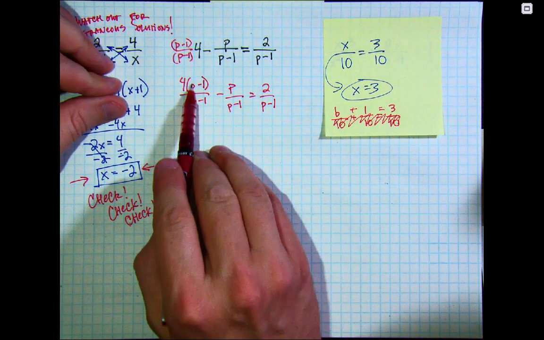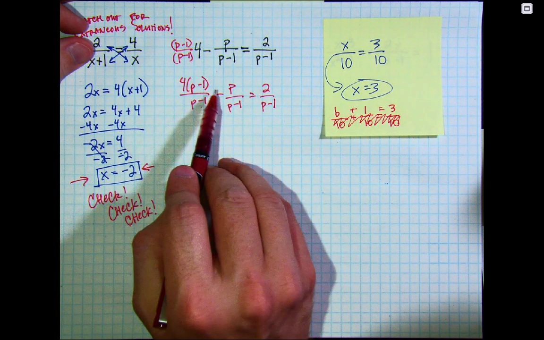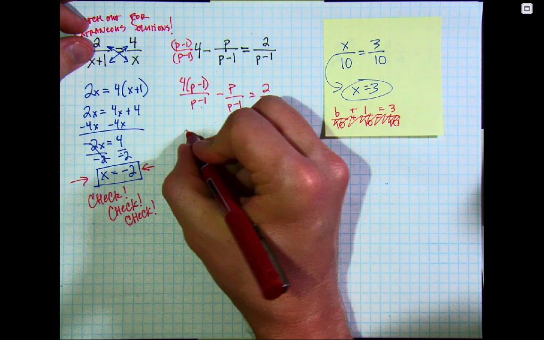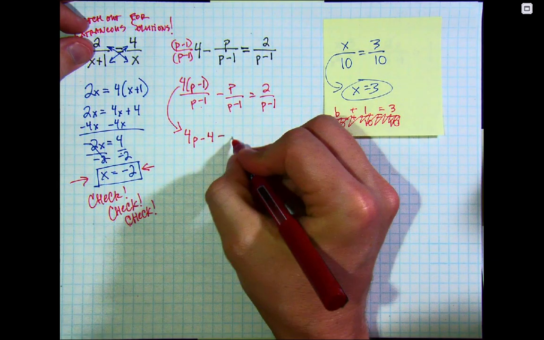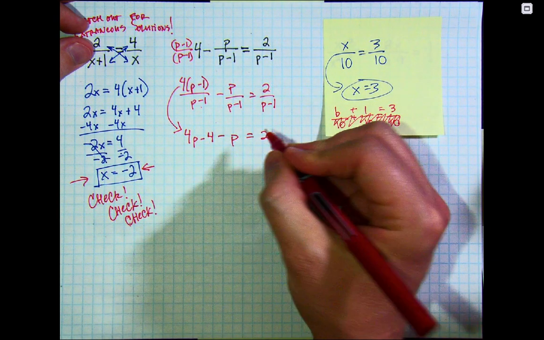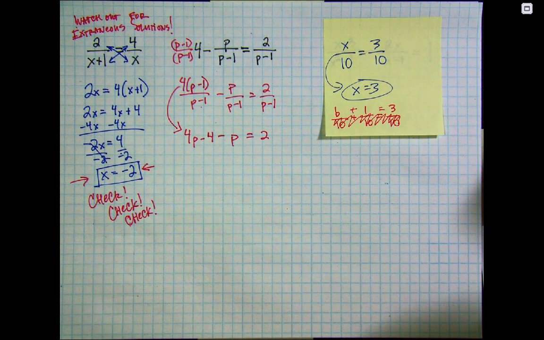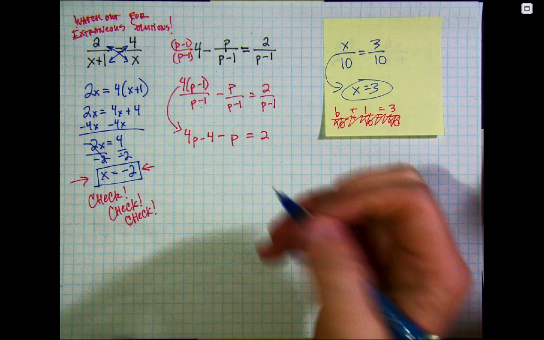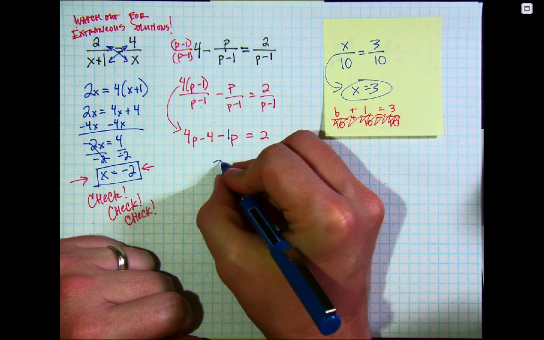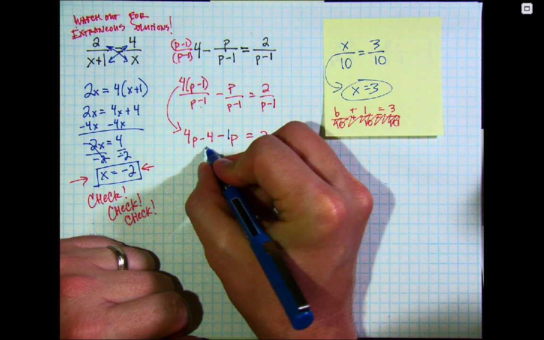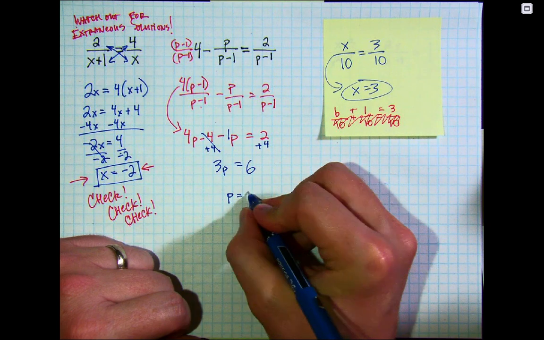If this over p minus 1 minus this over p minus 1 equals this over p minus 1, then shouldn't this minus this equal that? Yes. So I'm going to rewrite that, distributed, minus p equals 2. And I'm not even going to bother with the denominators at this point because they're kind of irrelevant. Hopefully that makes sense. So all I got to do now is just finish the problem. 4p minus 1p is 3p. If it's all right with you, I'll just go ahead and add 4 to this side, and I'm going to say p equals 2 is my solution.